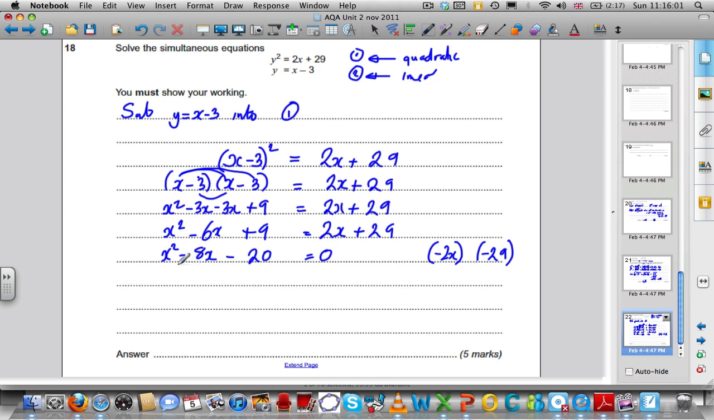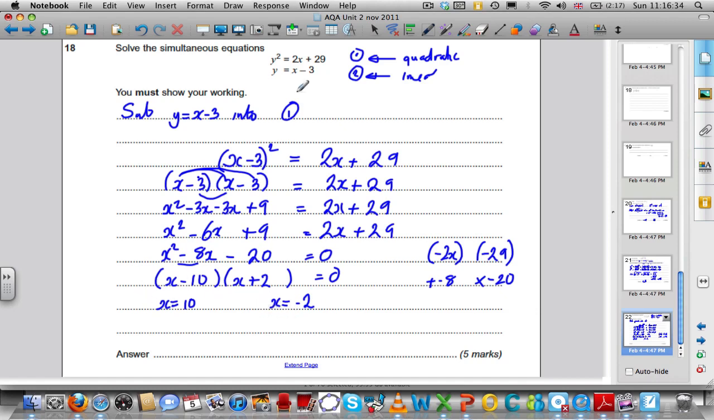Now I need two numbers that add up to minus 8 and times to minus 20. What would those two numbers be? Well, with a bit of luck and a little bit of thinking, you could say to yourself, well, that must be x minus 10 and x plus 2. So on the one hand, we've got two numbers multiplying to 0. X minus 10 must be 0. So x must be 10 or x must be minus 2.